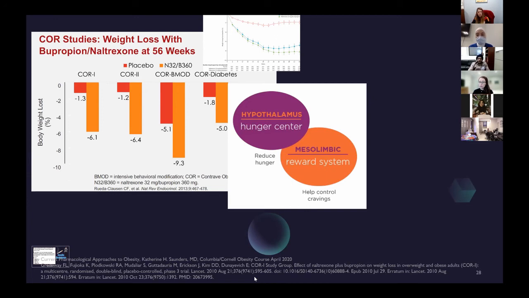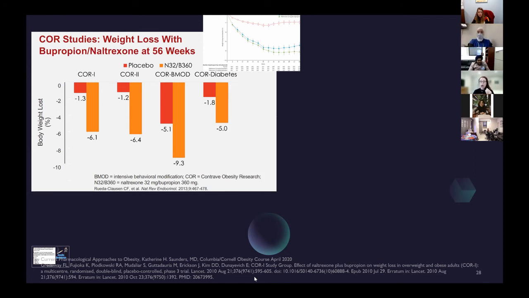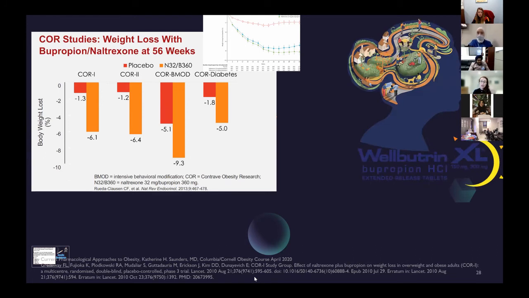So naltrexone, just like other opioid antagonists, works to blunt the opioid reward pathway in the brain. And the thing is, it's expensive, of course. So can we give Wellbutrin by itself?